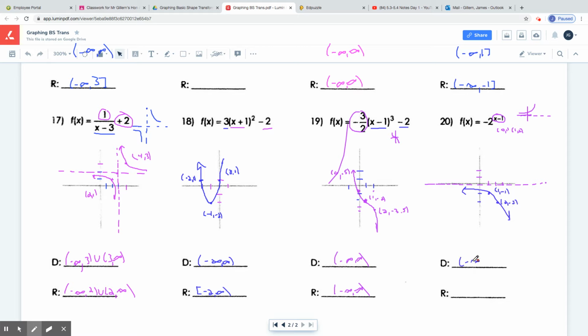Domain is -infinity to infinity. Range, since it's below the horizontal asymptote, is going to be from -infinity to whatever the horizontal asymptote is, which is 0.